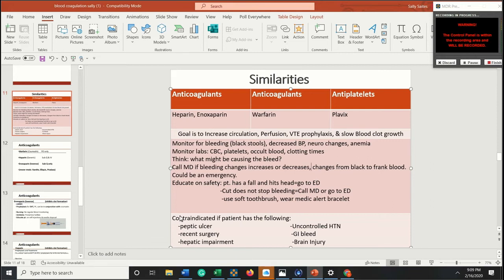Also a brain injury, of course, we're not going to put them on any type of medication like this when they have a brain injury because of the risk of bleeding. So even if the brain is swollen, doesn't have any cut openings or anything, they are still at risk. So remember, these are all similarities of these medications. As I go down these medications now, we're going to be highlighting just the differences that each of these medications have.